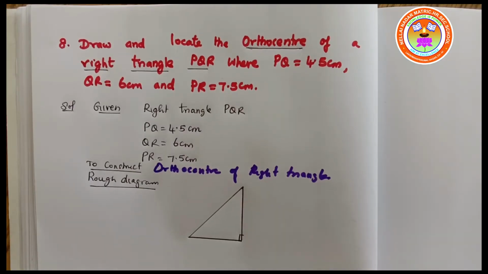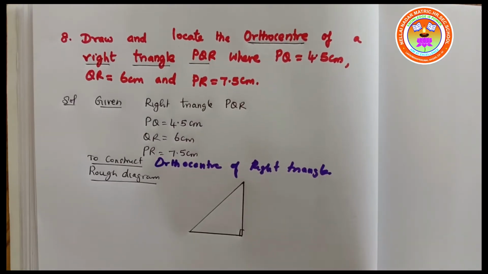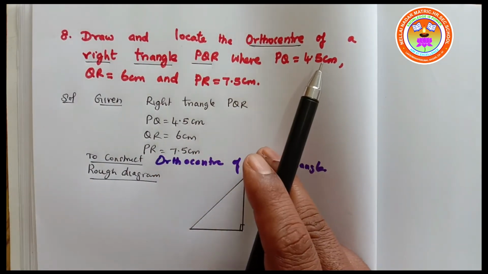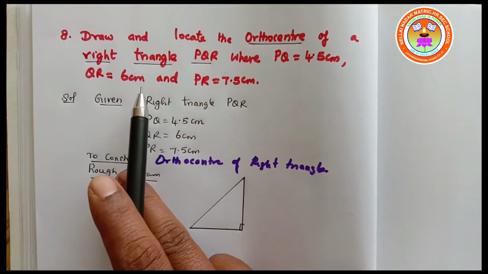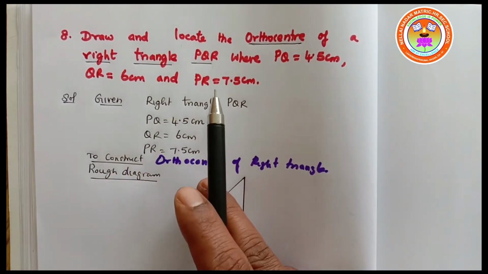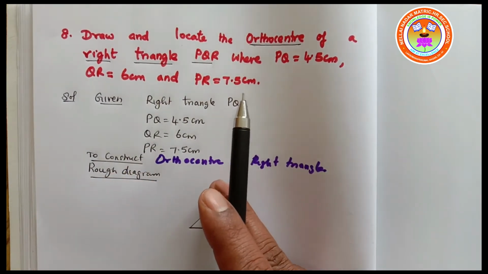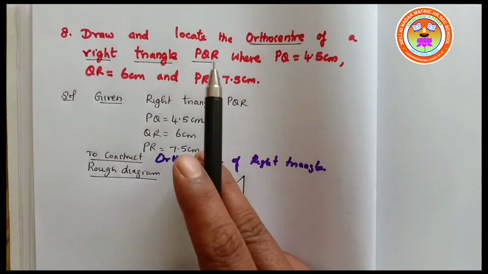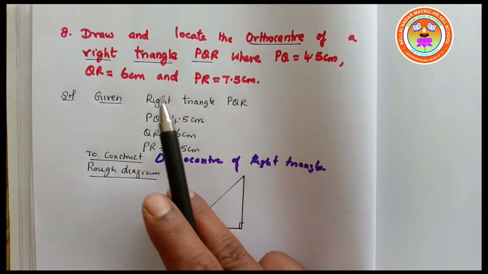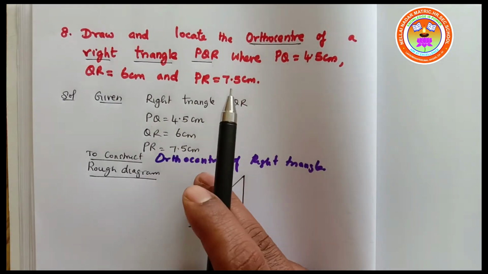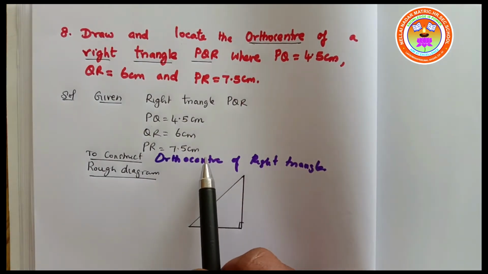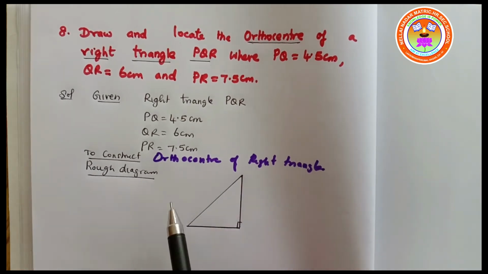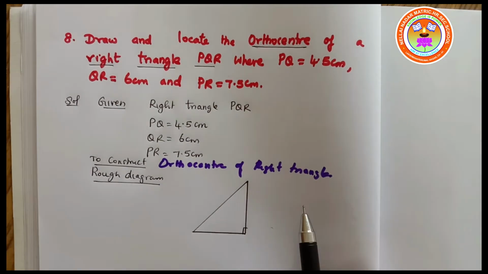Draw and locate the orthocenter of a right triangle PQR where PQ equal to 4.5 cm, QR equal to 6 cm and PR equal to 7.5 cm. Solution given: a right triangle PQR. PQ is what? 4.5 cm. QR is what? 6 cm. PR equal to 7.5 cm. To construct what? Orthocenter of a right triangle. Rough diagram.